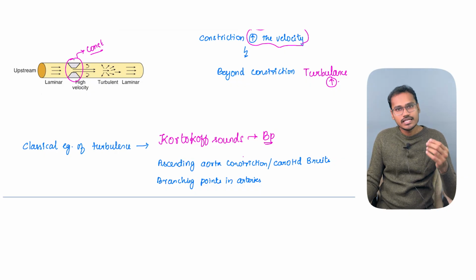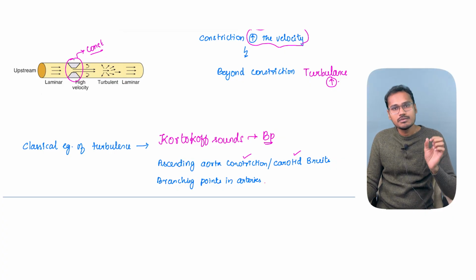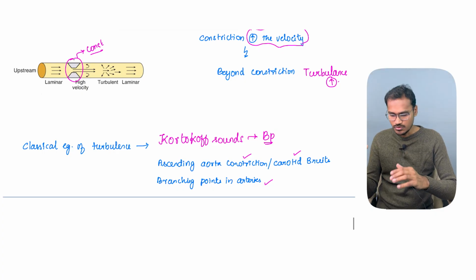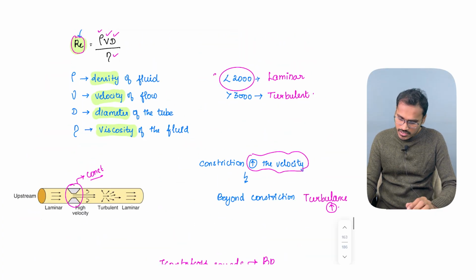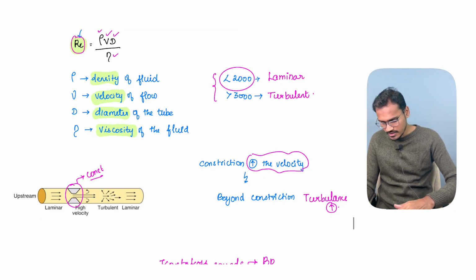And sometimes whenever there is a natural constriction in the aorta or in any other artery, we can hear it through the stethoscope. So with ascending aorta constriction, or carotid bruits, whenever you put the stethoscope on an obstructed carotid, there also you will hear the noise, the carotid bruit, or at branching points in the arteries. These are places where there is a high chance of creation of turbulence, wherein the Reynolds number goes beyond 3000. And in between 2000 and 3000, it depends on some other factors. Sometimes it might be laminar, sometimes it might be turbulent. So this is all about Reynolds number.